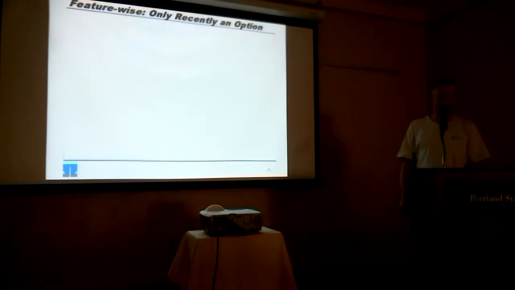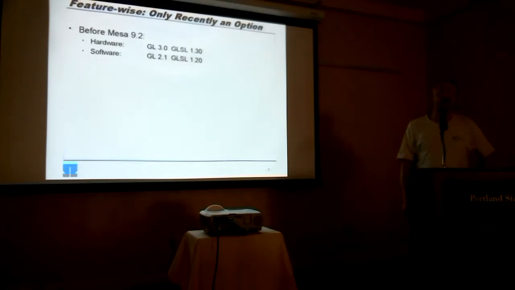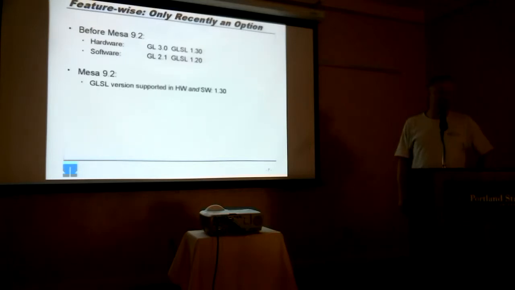Feature-wise, this has only been recently an option, because before Mesa 9.2 shipped, you remember, this is really very recent, as soon as we took a software rasterizer, we only had GLSL 1.20, and especially in these early versions of the GL shader language, quite some things changed. I mean, 1.30 is really not where we want to be, but it's at least a bit better than 1.20. And we also got only GL version 2.1 with the software rasterizer. Well, that hadn't changed, but at least the GLSL is now on the same level.